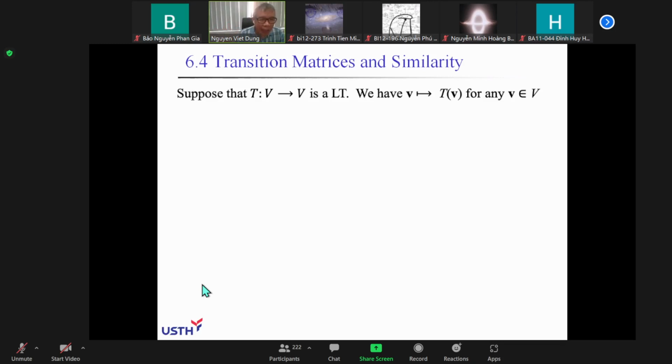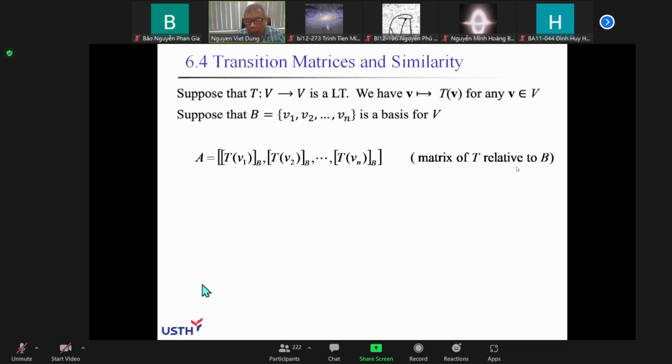Suppose that we have T from V to V, a linear transformation. It sends a vector V to T of V for any vector V inside the vector space V. First, suppose that we are given a basis B for the space V. B consists of V1, V2, up to Vn. Then the matrix of T relative to the basis B is given this way. You calculate TV1, TV2, up to TVn, and write down the coordinate columns. We put them together, and we get the matrix A. And the transformation T and the matrix A also satisfy the following formula here.